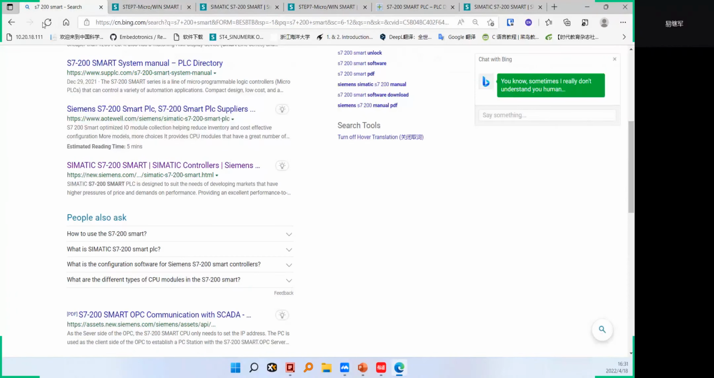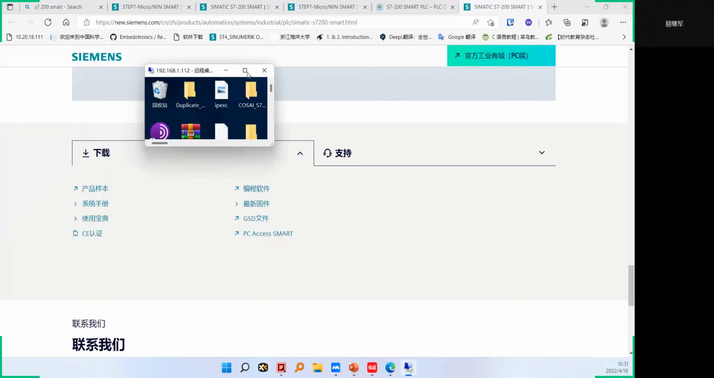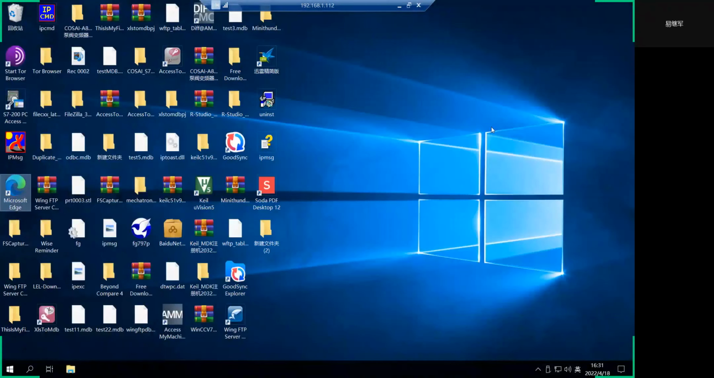You can download the software in this website and use this website to simulate. But there's some problem in your simulation.